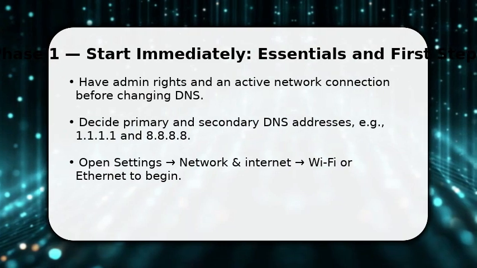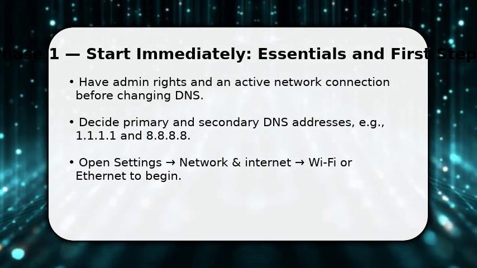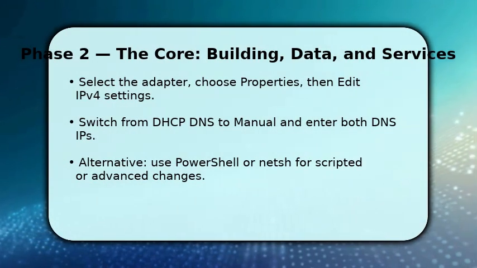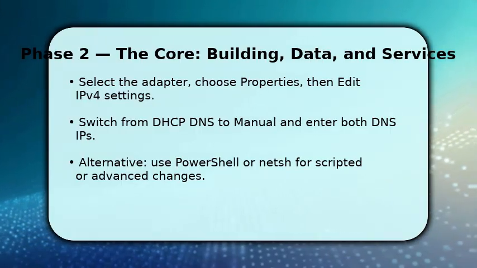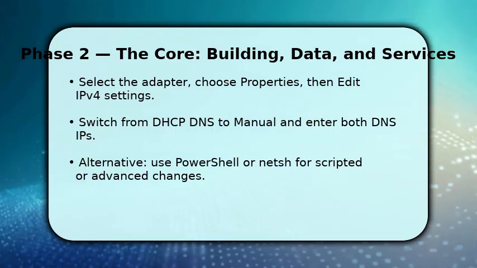Now edit the adapter. Open Properties, then click Edit under IP Assignment and choose Manual for IPv4. Once done, toggle DNS to Manual and paste your primary, then secondary DNS addresses. This forces Windows to query those servers first, reducing resolution delays or applying filtering policies.